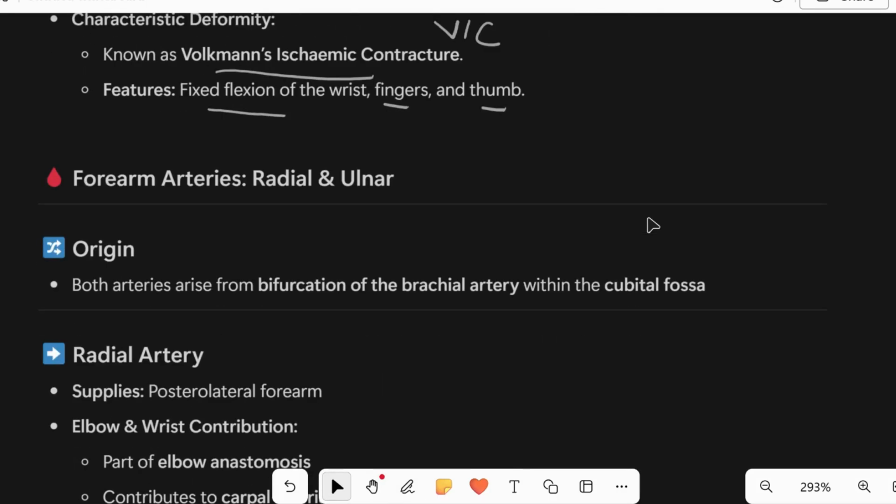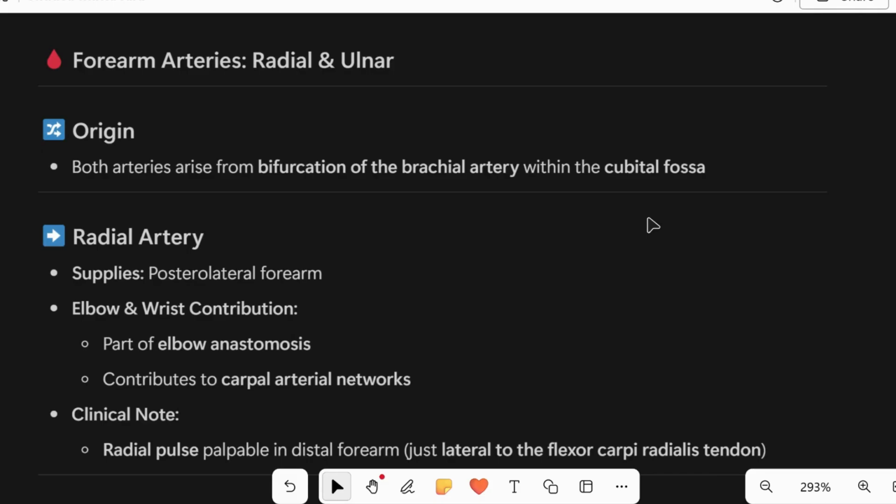So now we have radial and ulnar artery. Both arteries arise from the bifurcation of the brachial artery within the cubital fossa, as I have already explained. Radial artery supplies the posterolateral forearm. It is involved in the anastomoses around the elbow and it contributes to the palmar arterial network, which we will discuss in a while. Now, the clinical note regarding the radial artery is that the radial pulse is palpable in the distal forearm, but the very important landmark for that is it is lateral to the flexor carpi radialis tendon.